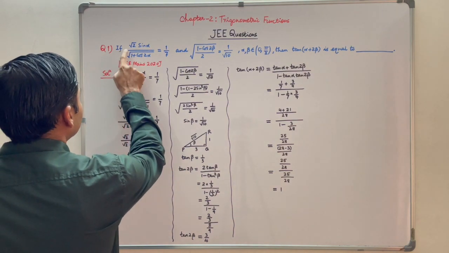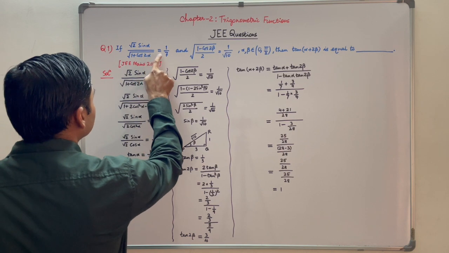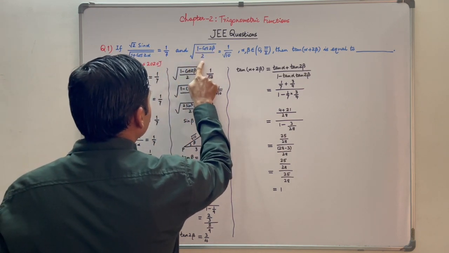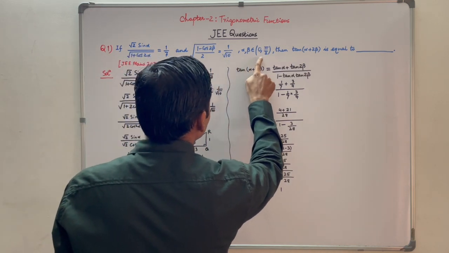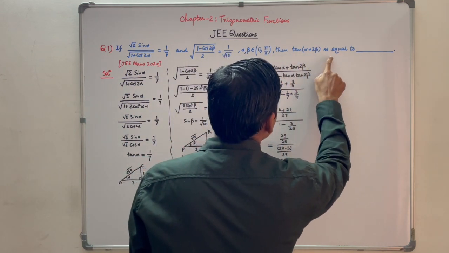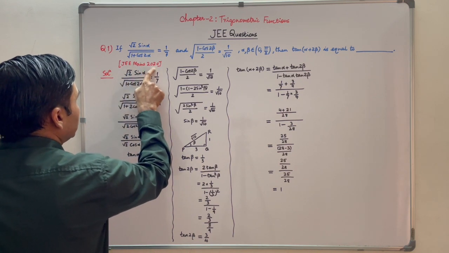First question: if root 2 sin alpha upon root 1 plus cos 2 alpha is equal to 1 by 7 and root of (1 minus cos 2 beta) upon 2 is equal to 1 by root 10, alpha and beta lie between 0 to pi by 2, then tan(alpha plus 2 beta) is equal to. This question appeared in JEE Mains 2020.